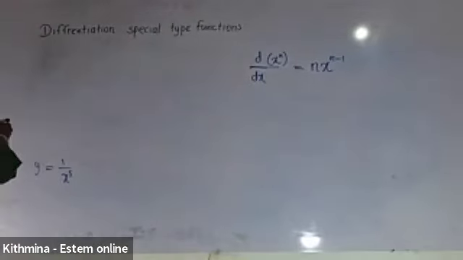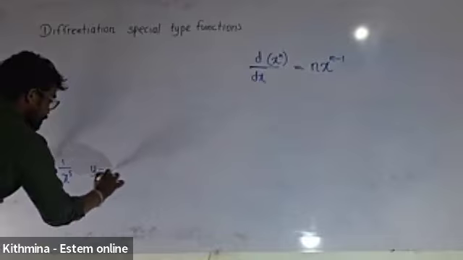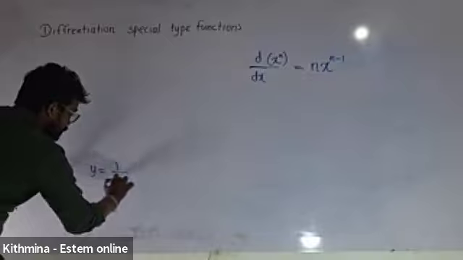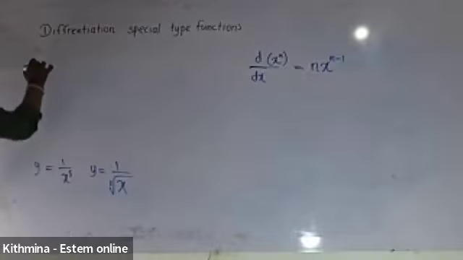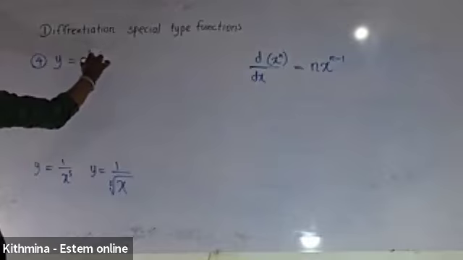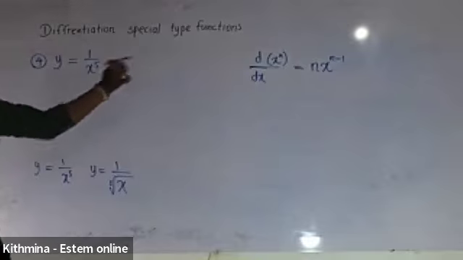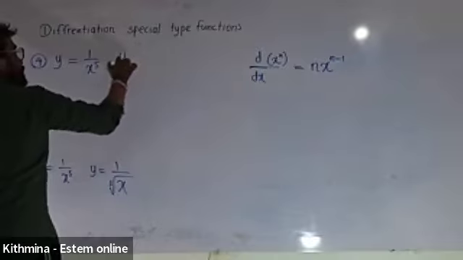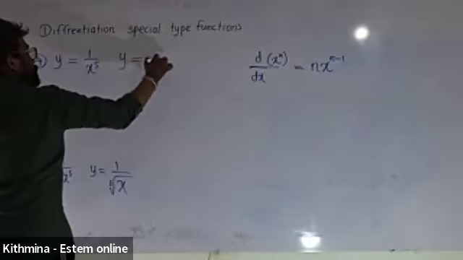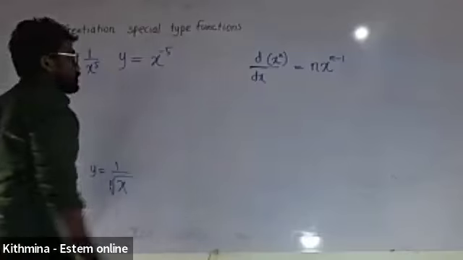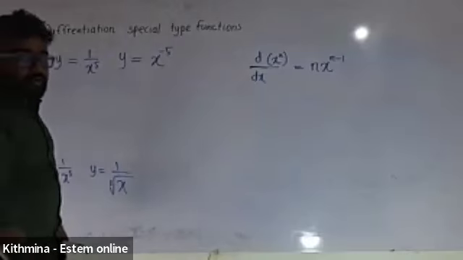Then this third root is also there, no? Third root also there. Then we get the problem y equals 1 over x to the power 5. Now we should write this as y equals x to the power minus 5.